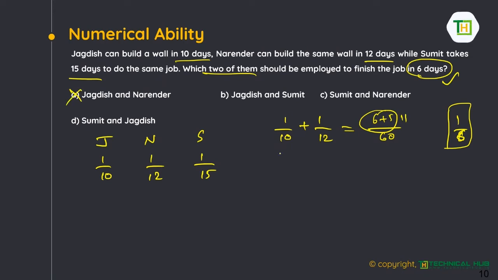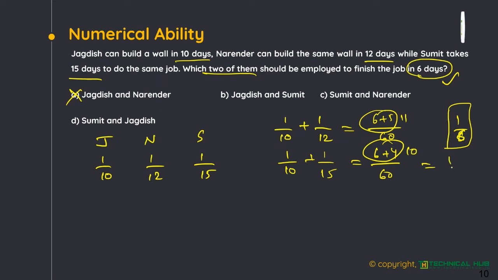Option B. Jagadish and Sumit. Jagadish is 1 by 10 and Sumit is 1 by 15. Here also the LCM is 60. Next, 6 plus 4, 10. 10 by 60 is equal to 1 by 6. Therefore, Jagadish and Sumit complete the work in 6 days. Option B is the right answer. No need of checking options C and D.